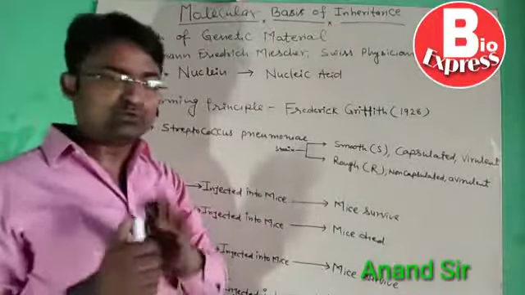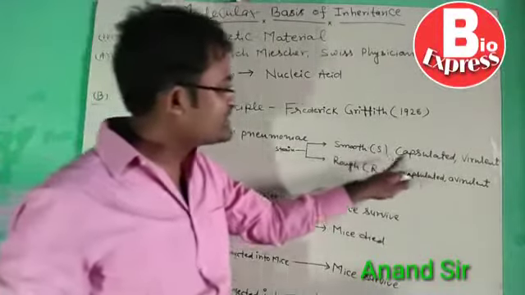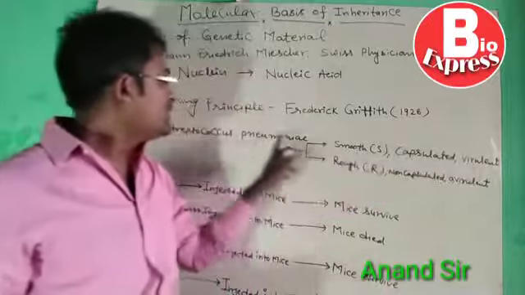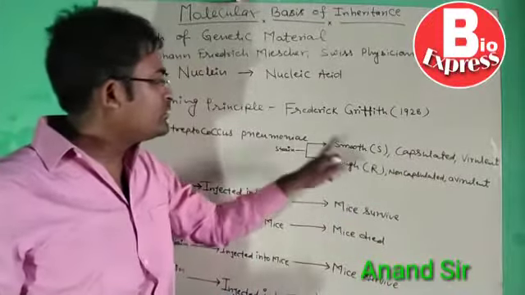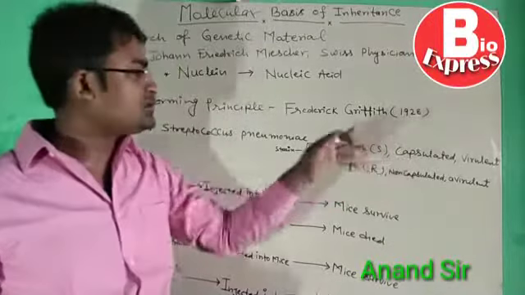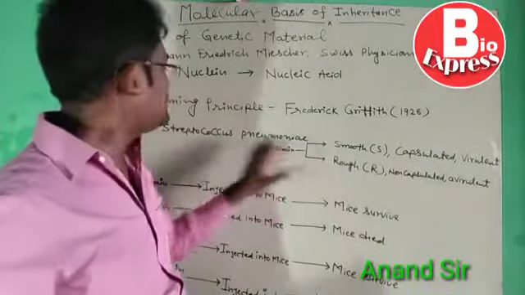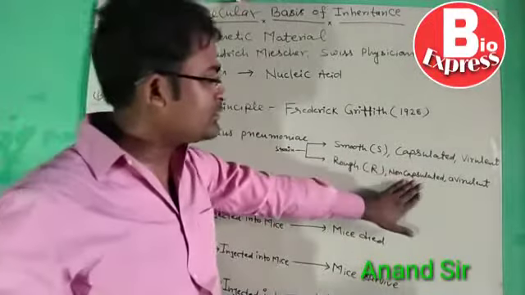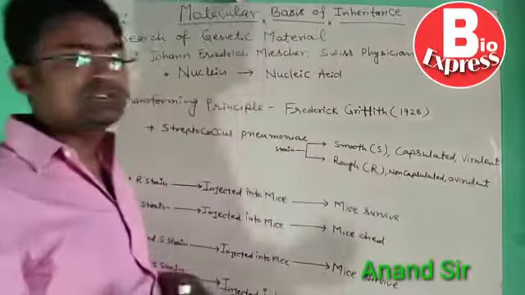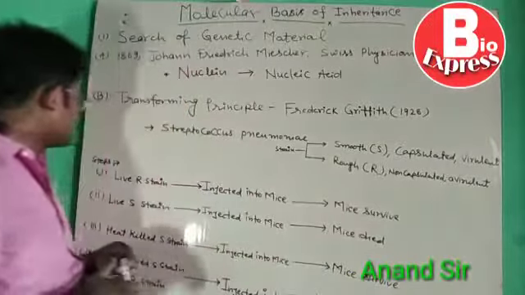Streptococcus pneumoniae has two strains. The first strain is smooth in nature, which is capsulated and virulent. That means the Streptococcus pneumoniae which are smooth in nature are responsible for pneumonia disease, while rough bacteria are non-capsulated and these bacteria are avirulent. That means these bacteria are not responsible for causing the pneumonia disease.